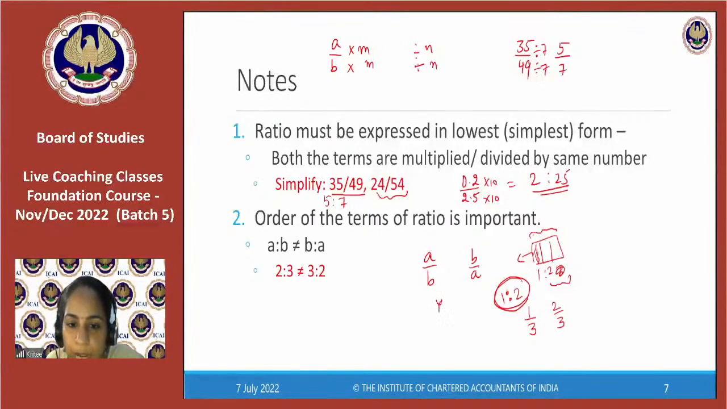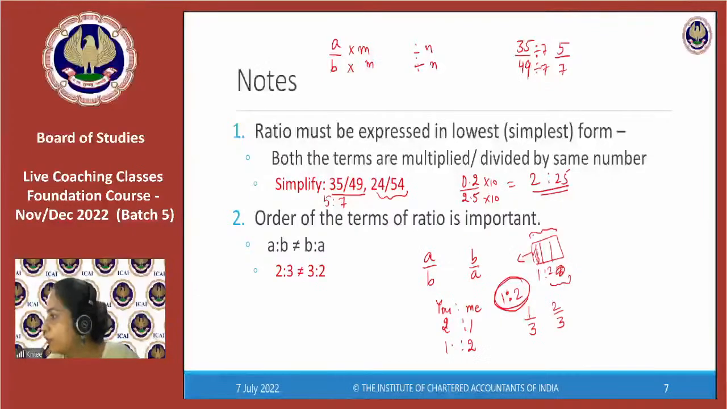If you and me are dividing the chocolate in the ratio 2 is to 1, that means you're taking 2 parts out of the total 3 parts, and I'm taking 1 part. But if you're saying order is not that important, okay, I'll reverse the order. Your share goes half. You're understanding? So you'll now get 1 out of the 3, and I'm getting 2 out of the 3.